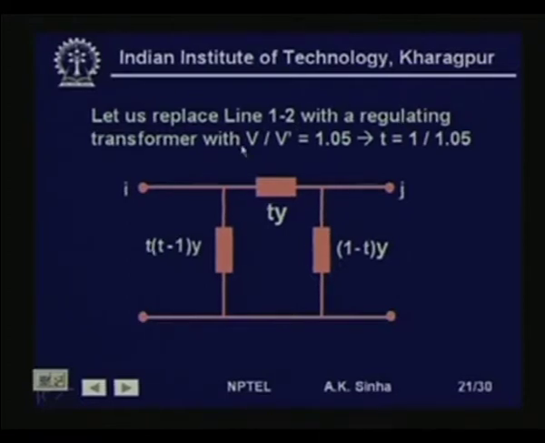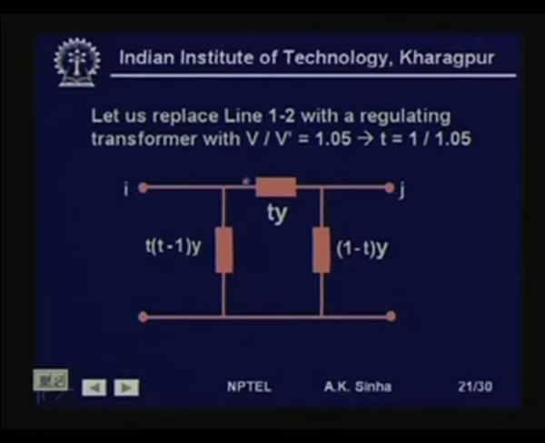So, let us replace line 1 2 with a regulating transformer with V by V dash equal to 1.05. That is, we have 1:t equal to 1.05. Therefore, t is equal to 1 by 1.05. Since we are using a scalar value here, V by V dash is equal to this. This is a regulating transformer for voltage control, and therefore, we can use the pi equivalent circuit for this regulating transformer.